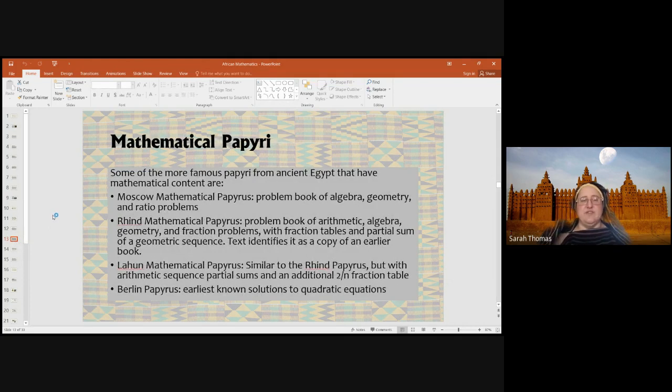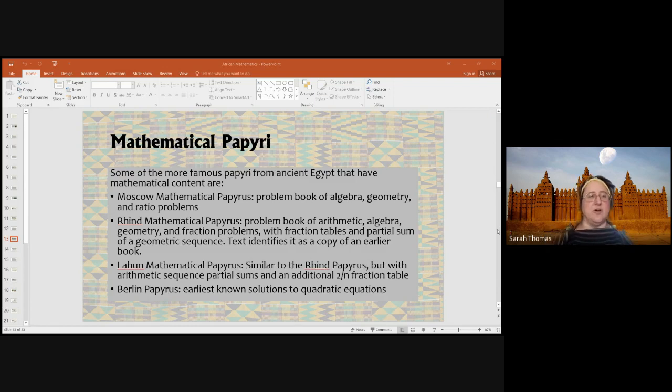Here's some of the more famous papyri that they have from ancient Egypt. We have the Moscow mathematical papyrus. We have the Rhind mathematical papyrus. These are textbooks. These are math textbooks that have problems and solutions to teach people how to do the math. So they can teach us how ancient Egyptian scribes would also do that math.